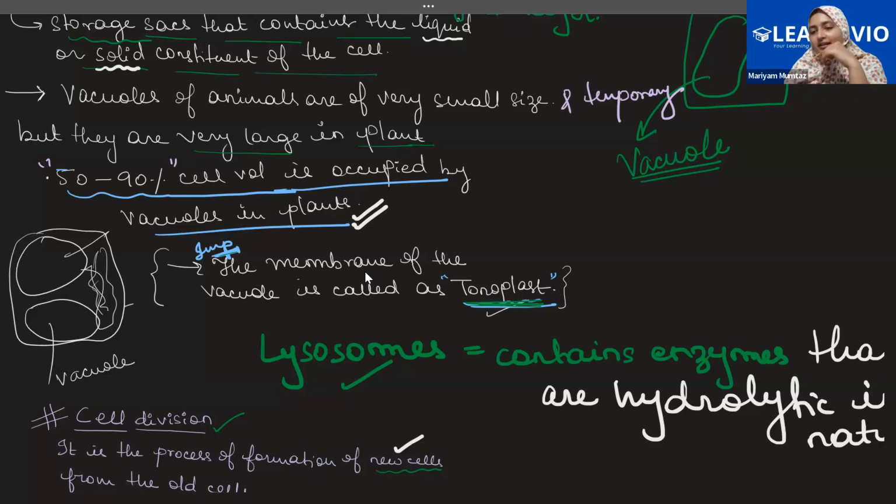Who gave the cell theory? Schleiden and Schwann. Who added the third point in the cell theory? Rudolf Virchow. Very good. Which organism is an exception to the cell theory? Viruses. Why? Because it's not truly living. Very good.